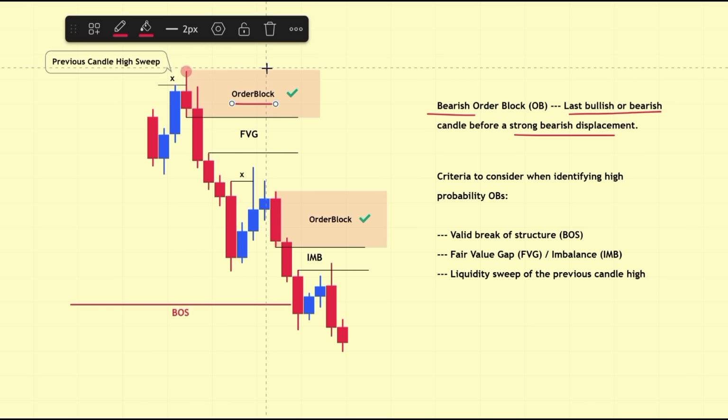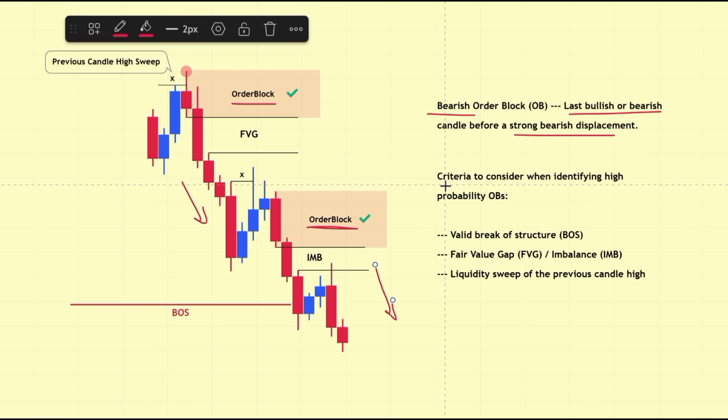It was actually the last bearish candle before this strong bearish displacement. Same with this other one exactly right here. You can clearly see it was also the last bearish candle before this strong bearish displacement. Like I said, the color of the candle, bearish or bullish, actually doesn't matter.